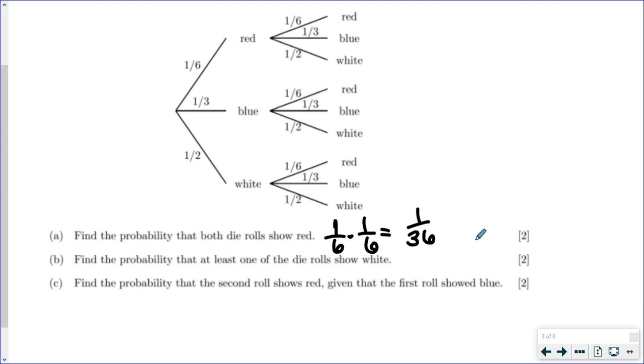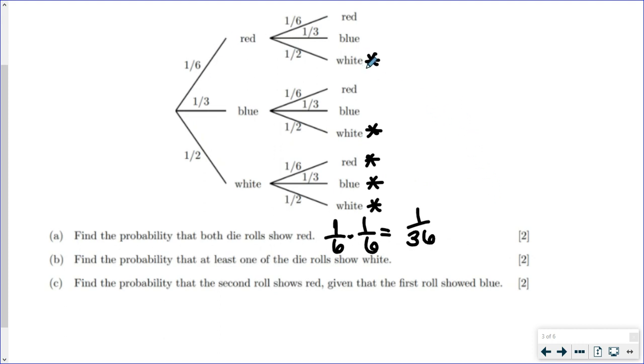B, find the probability that at least one of the die rolls shown is white. All right, so we can either go red, white, we can go blue, white, we can go white, red, we can go white, blue, or we can go white, white. All right, those are all of the scenarios where at least one white is rolled. All right, so we're going to want to add all of those up.